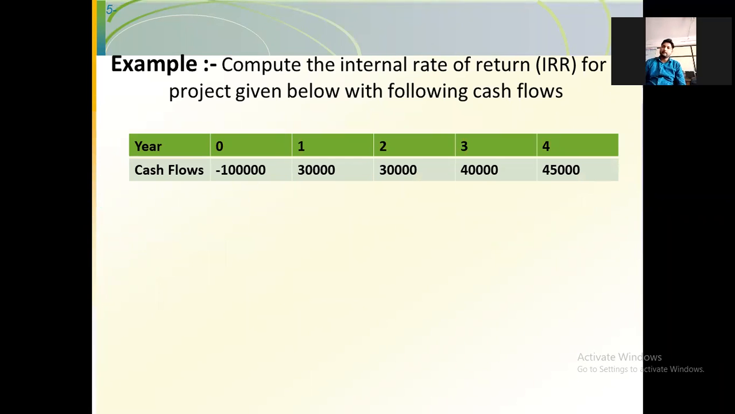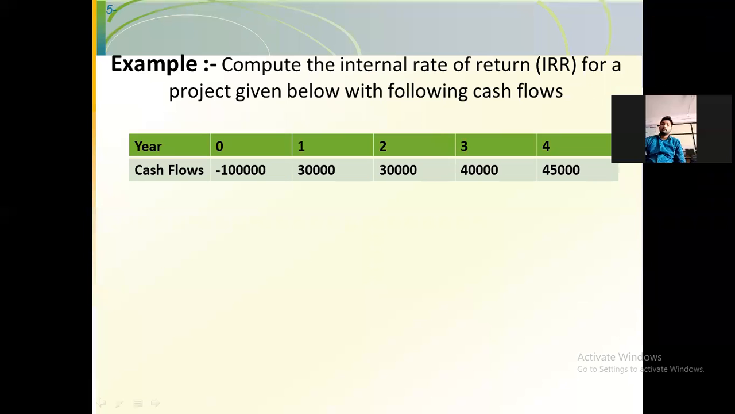So here is one example. Compute the internal rate of return for a project given below with the following cash flows. The cash flow for the first year is negative, then for the second year, third year, fourth year, it is positive. For the 0th year, or we can consider the benchmark year, it is negative, because in that particular year we are doing the investment in the business, and by doing the investment you are getting the cash flow from that business.